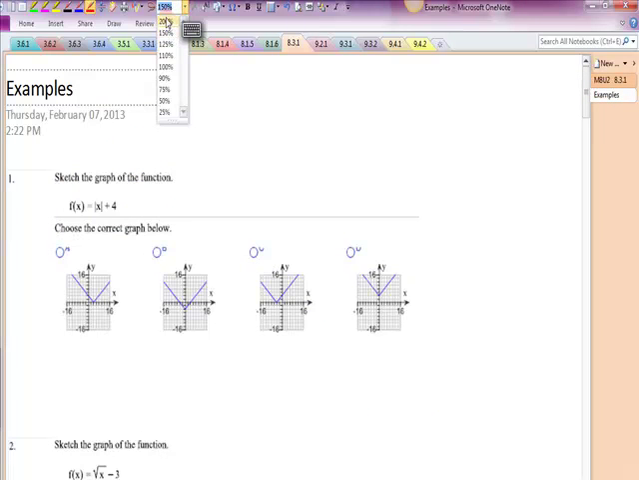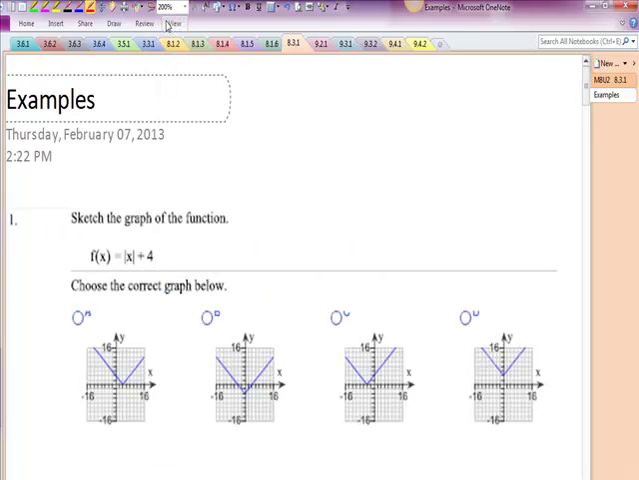Okay, let me make this a little bit larger. All right. Now, in these, you're not going to be doing the graphing. They're in MathLab. They're going to be multiple choice. That makes it a little easier. All right, it starts out and says sketch the graph, but you're just going to select it. First thing I want you to notice is that it is an absolute value, so it's a V shape. The next thing is that there is a +4 after the absolute value. That means it's going to shift up 4.